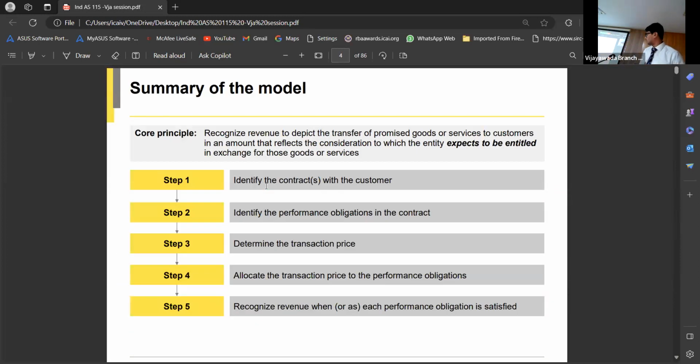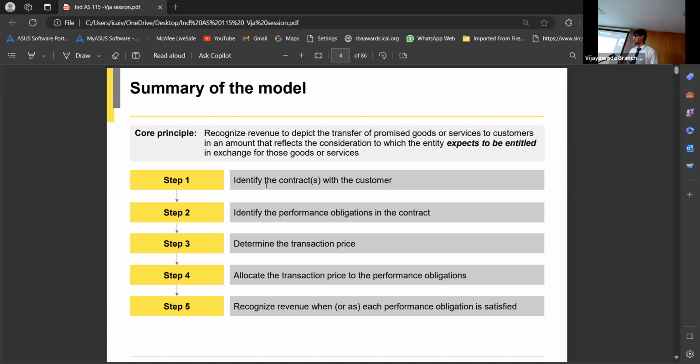So now we understood 4 concepts. The standard as a whole is only 5 steps. It is very simple from a structure perspective. It says first identify who is the customer and identify the contract that you have with the customer. That is step one. Then you identify the performance obligations, which we discussed, right? What are the promises? Then you determine the price for each performance obligation.